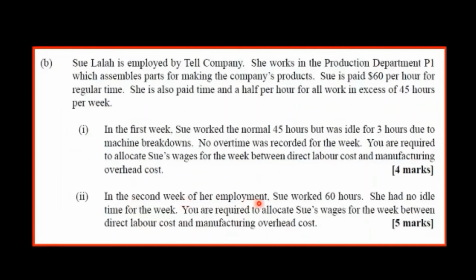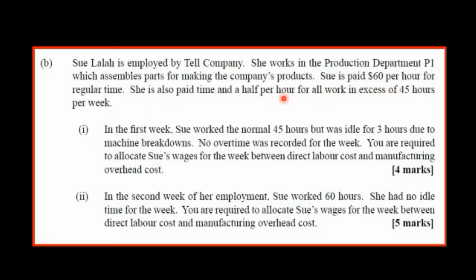In the second week of her employment, Sue worked 60 hours. She had no idle time for the week. You are required to allocate Sue's wages for the week between direct labor costs and manufacturing overhead costs. So this time she had 60 hours for the week, no idle time. Now, 45 hours would be normal hours, and the next 15 hours would be overtime.